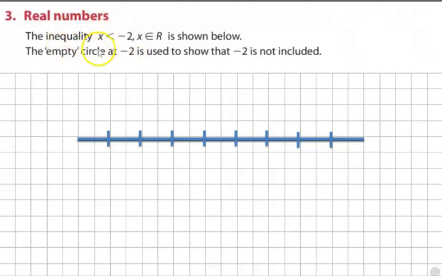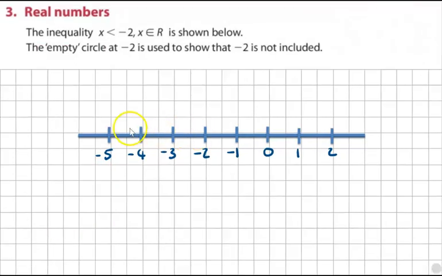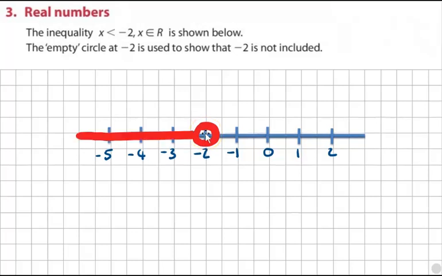The inequality x is less than -2, where x is an element of the real number set, is shown below. The empty circle at -2 is used to show that -2 is not included. So there's my numbers. I'm going from -5 to 2. I draw in my empty steering wheel at -2. I draw my big thick line to the left and my arrow.